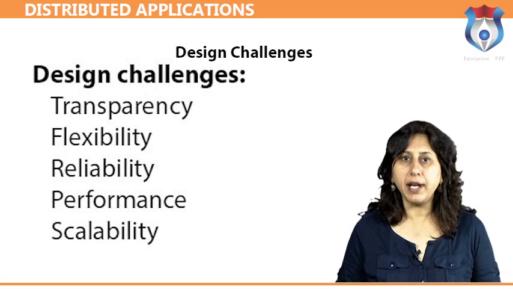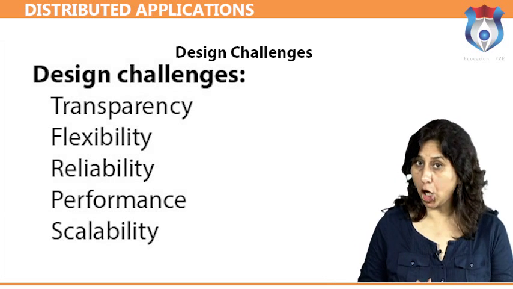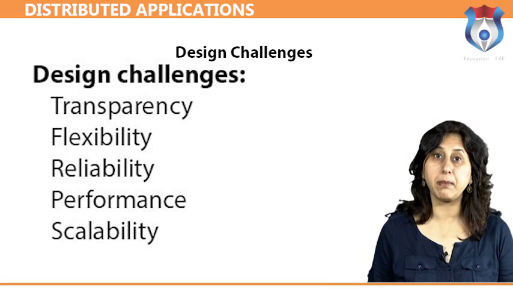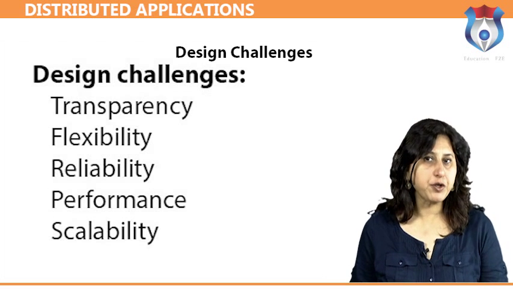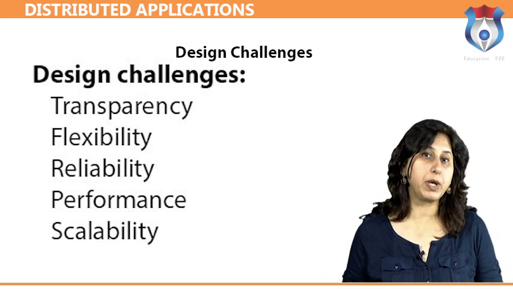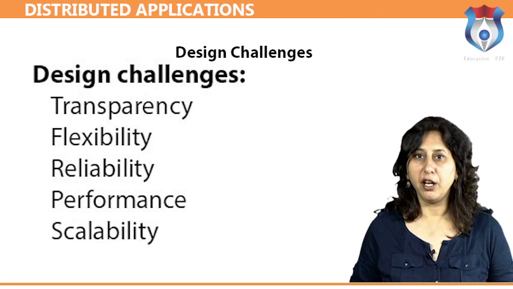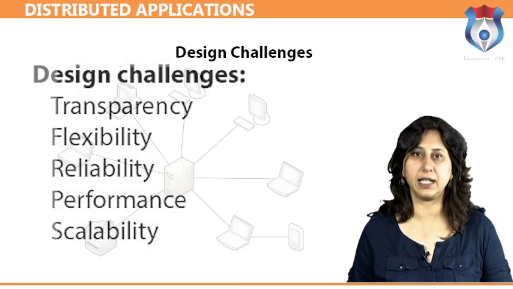Reliability. Reliability encompasses a few factors. Data must not get lost, the system must be secure, and the system must be fault tolerant. Performance. We have to understand the environment in which the system may operate. Scalability. We would like a distributed system to scale indefinitely.